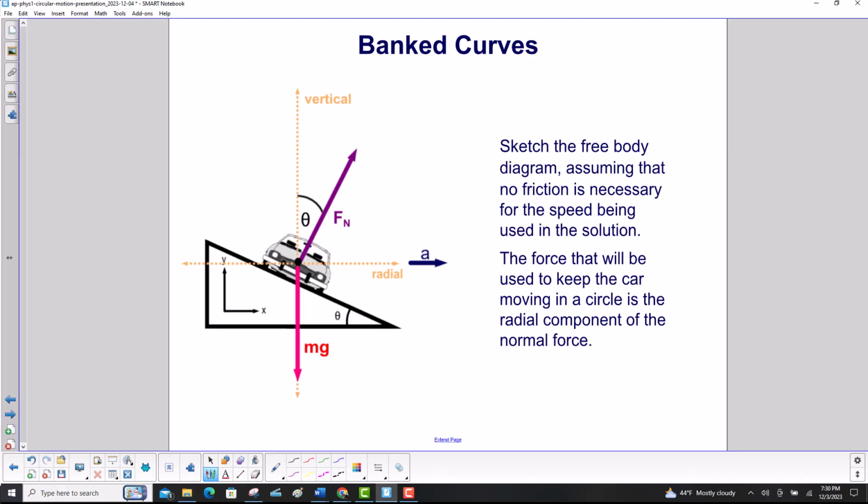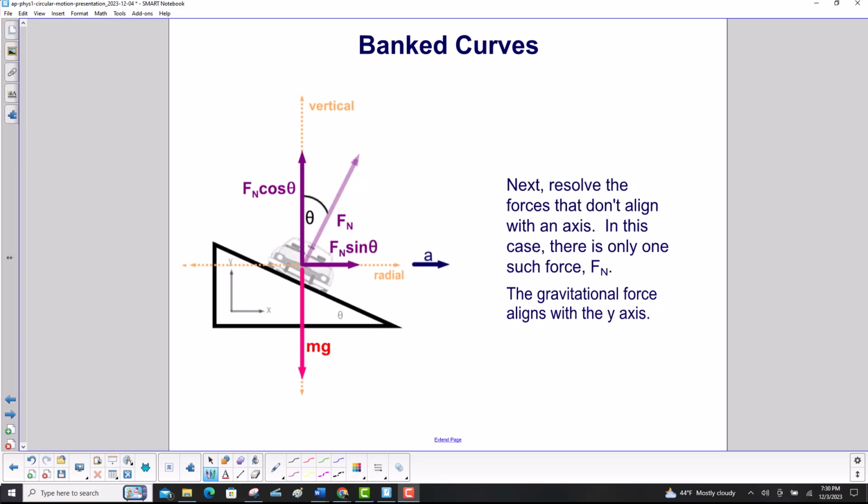So sketch the free body diagram, and we're going to assume that no friction is necessary for the speed being used in the solution. The force that will be used to keep the car moving in a circle is the radial component of the normal force. So we're going to have to resolve this guy. And here's the radial component, or x component.